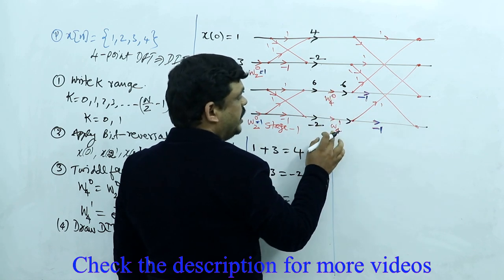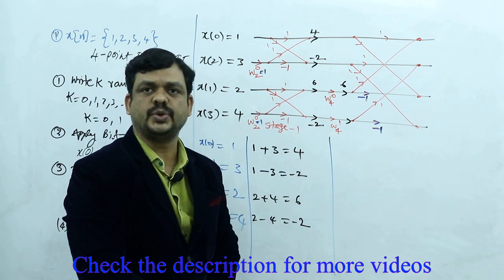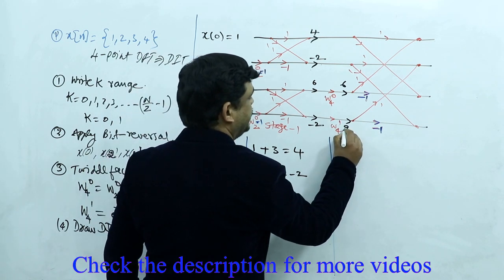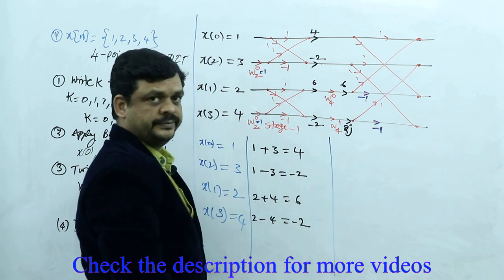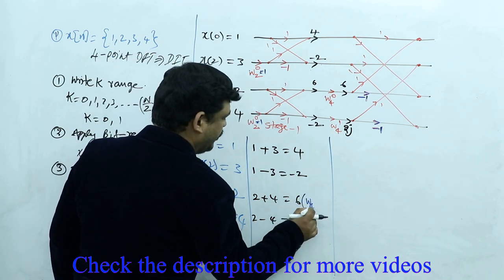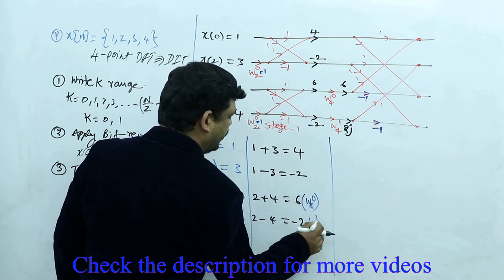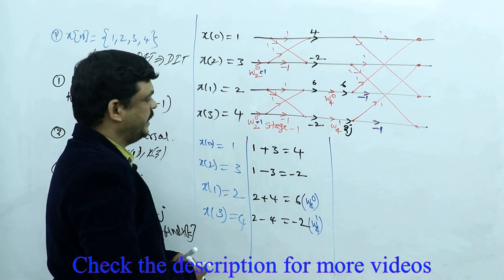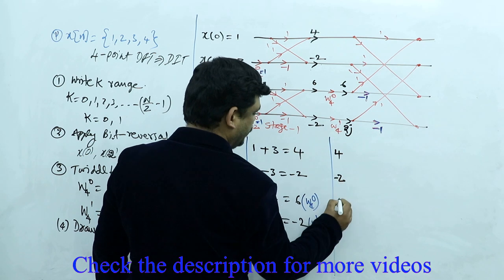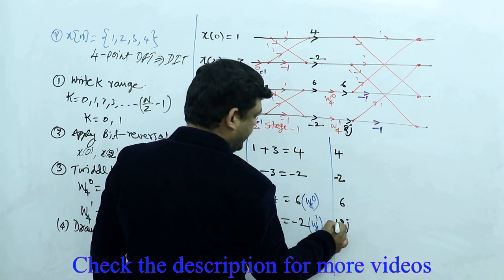And what about this one? W4 power 1 is -j. -j multiplies with -2, then it becomes plus 2j. This value is 2j, right? Otherwise, this complete function multiplies with W4 power 0, and this complete function multiplies with W4 power 1. Then what is the result here? This result is 4 and this result is minus 2, which gives 6, and here it gives minus into minus, plus 2j.